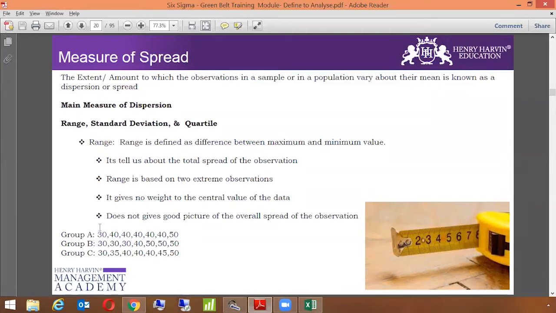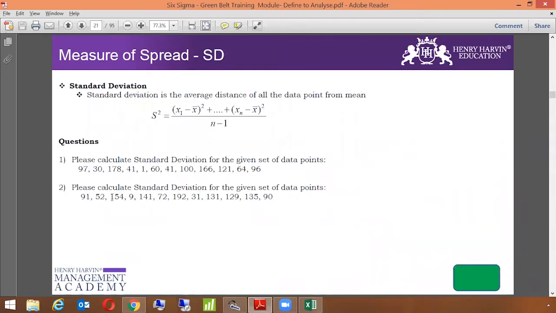However, the range is not a good measure of spread because it only focuses on the two extreme observations. It doesn't give a good picture of the overall spread of the observations. The second measure of spread is known as standard deviation. Standard deviation is the average distance of all the data points from the mean.